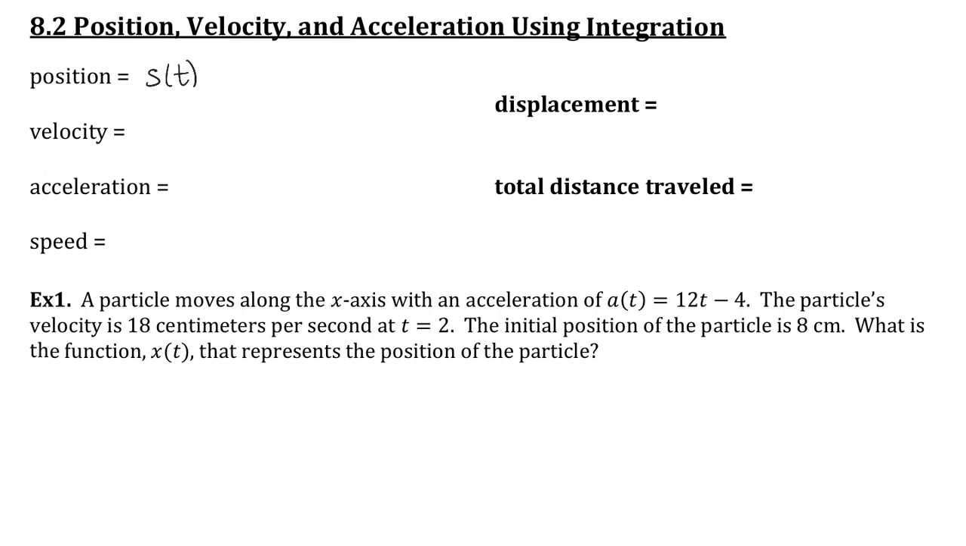For velocity, we often call it v of t, but to find the velocity given the position, the velocity was the derivative of the position. Okay, now then we got to acceleration. Acceleration was the change in velocity, so it was the derivative of the velocity, which means it could also be the second derivative of the position.